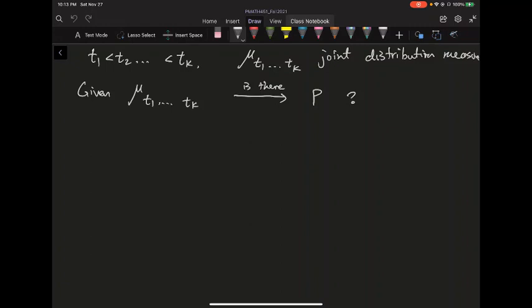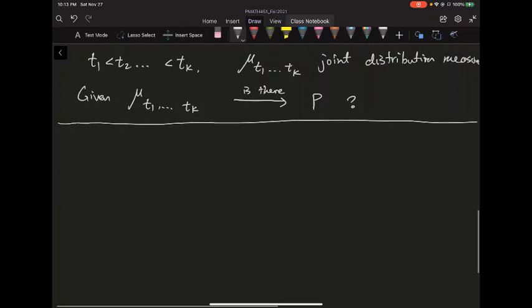I'm going to talk about the conditions first, and then in the next video, I'll briefly introduce the theorem and its application to Brownian motion. But let's look at two things. First of all, let's think about what happens to this joint distribution, what kind of property it needs to satisfy. Okay, so one thing is the following.